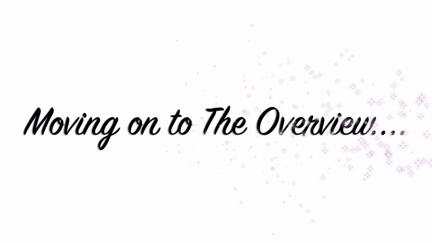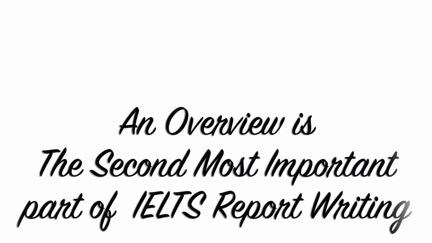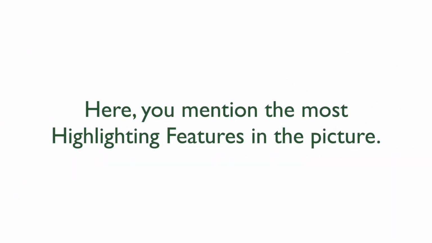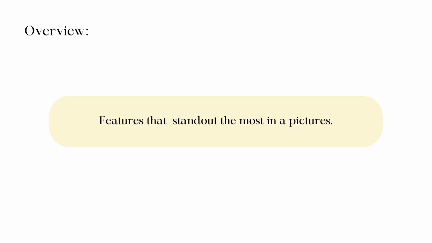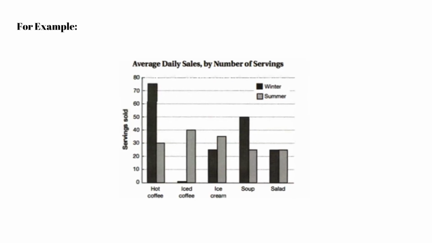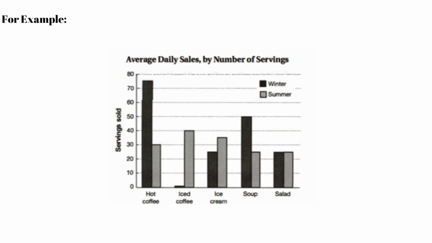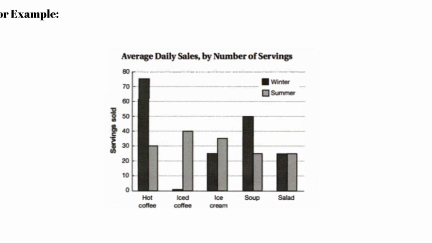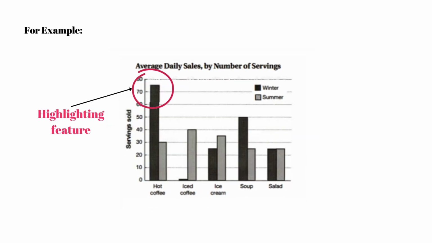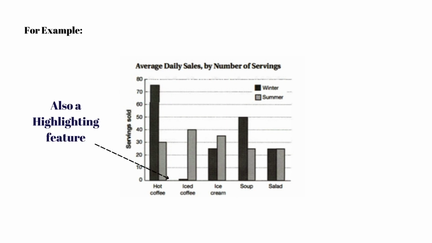Moving on to the overview. This is the most important part of the IELTS report writing after the introduction. This is where you talk about the most highlighting features that are given to you in the picture. For example, if you look at a picture and you notice some points that stand out the most, like if there's a bar chart and one bar is particularly high, then it is a salient feature. You're going to say that this bar was particularly high.